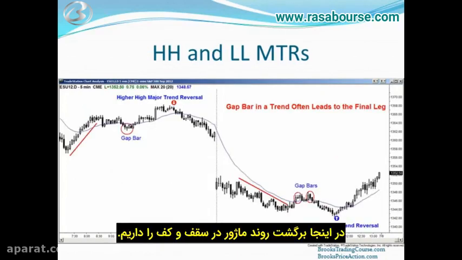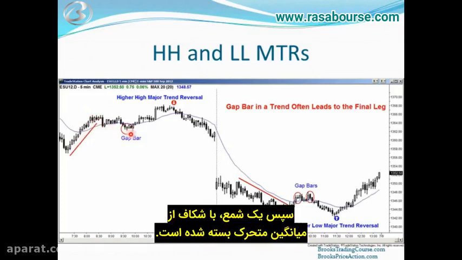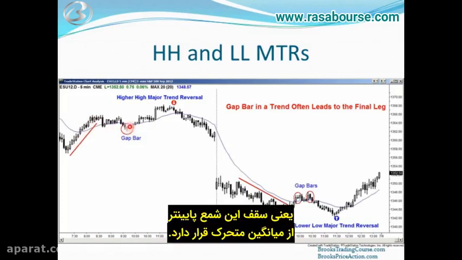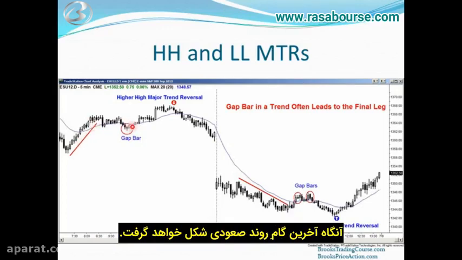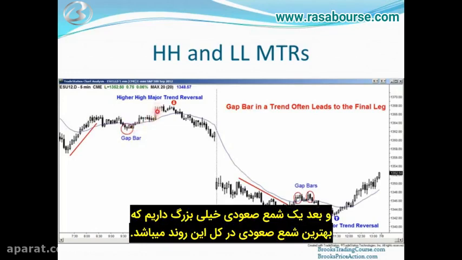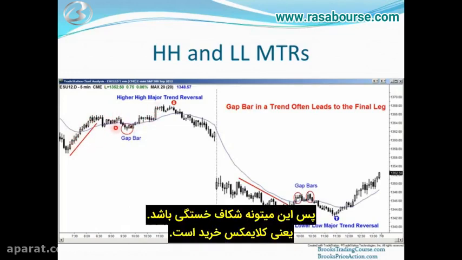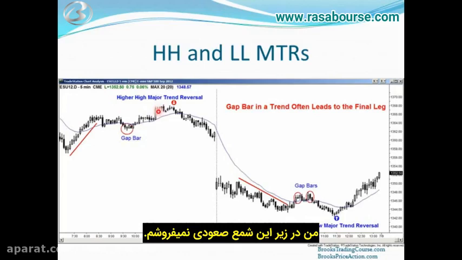Here we have both tops and bottoms. We have a very tight bull channel on the left, a two-legged move down with a gap bar, a high below the moving average. When you have a bull trend and a gap bar, that gap bar often leads to the final leg of the bull trend. And here we had a rally, the best looking bull bar of the entire move. So it could be an exhaustion gap, an exhaustive buy climax. I would not sell below that bull bar.